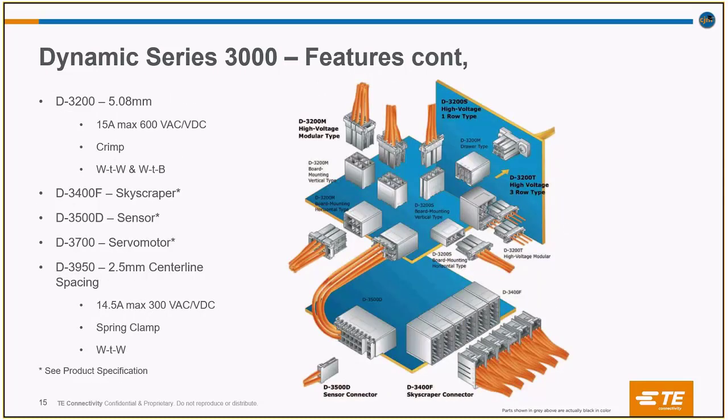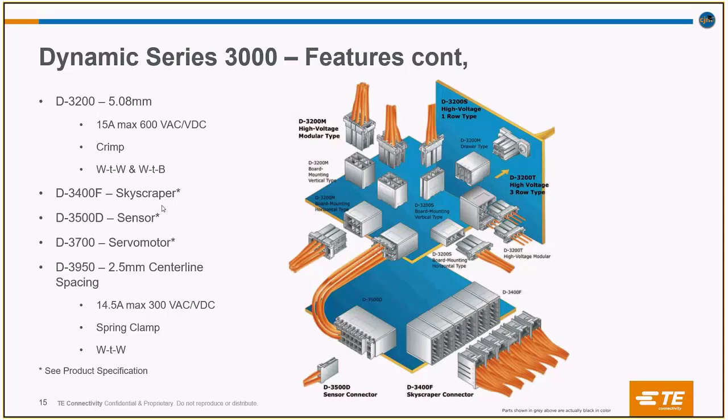Again, we are going to talk about the rest of the Dynamic Series 3000. For the D3200, the centerline spacing is 5.08 mm. The current carrying capacity is 15 amp, and the voltage is 600.